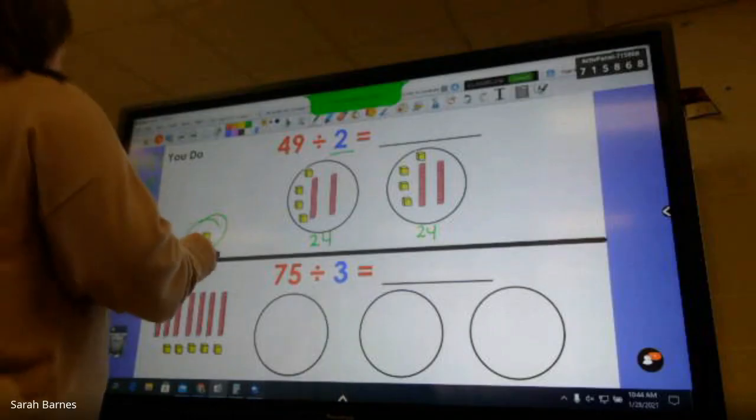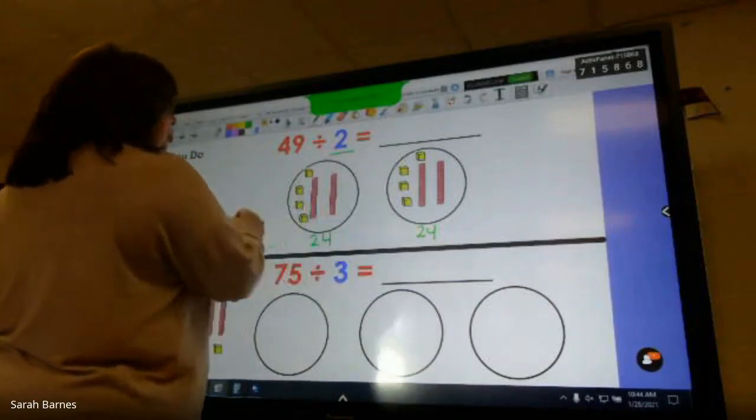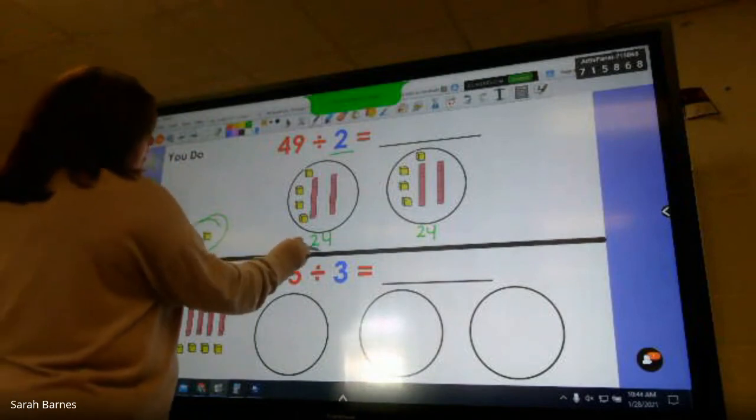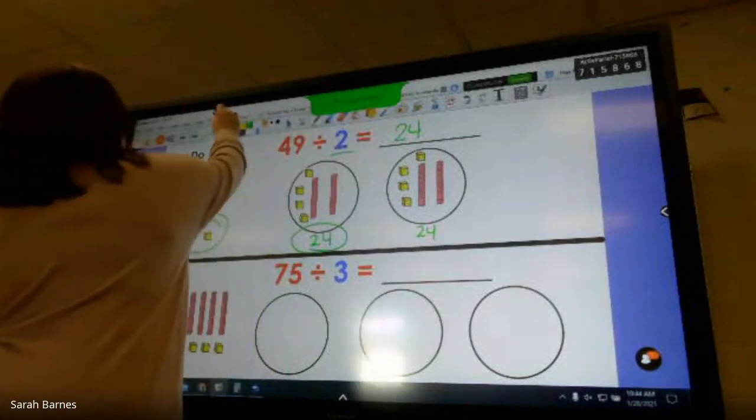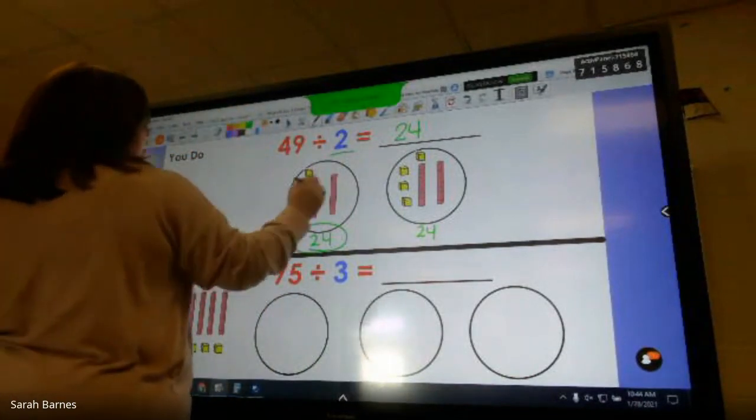Anybody else want to share? Does everybody understand now when she moved those ones, why we have 1 left over? Okay, that's very important, that when you're splitting, when you're moving your ones, that you're moving them equally and evenly. Okay. All right, good. Okay, so it doesn't matter which circle I choose because they're both the same. So I'm going to pick 24. And I can't forget that I have this 1 over here.